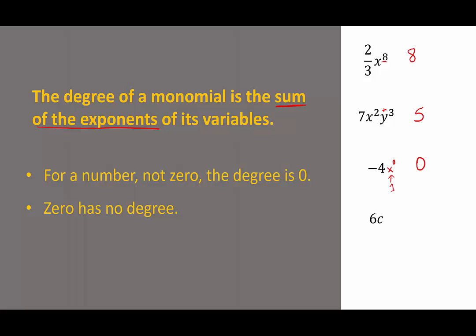We could have a monomial 6c. Again, this requires us to remember our exponent rules. I don't see an exponent, so it's like there's a visible 1. Its degree would be 1.